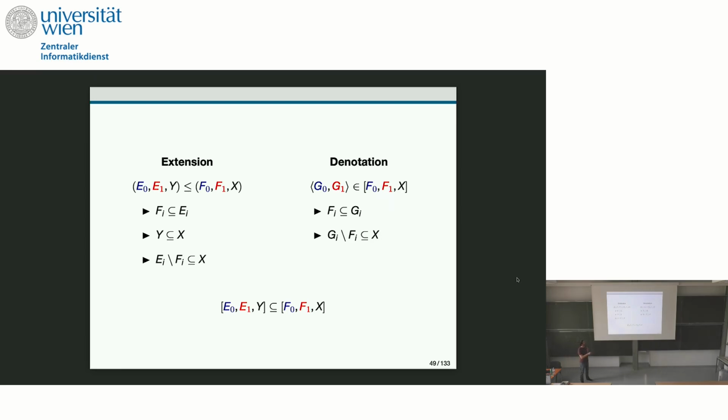So the denotation will be a pair of sets, so that F0 will be an initial segment of G0, F1 will be an initial segment of G1, and what remains from G0 comes from the reservoir, and what remains from G1 comes from the reservoir as well. Okay? And you can check that you still have this inequality. If you are a decreasing sequence, it means that you are more precise.